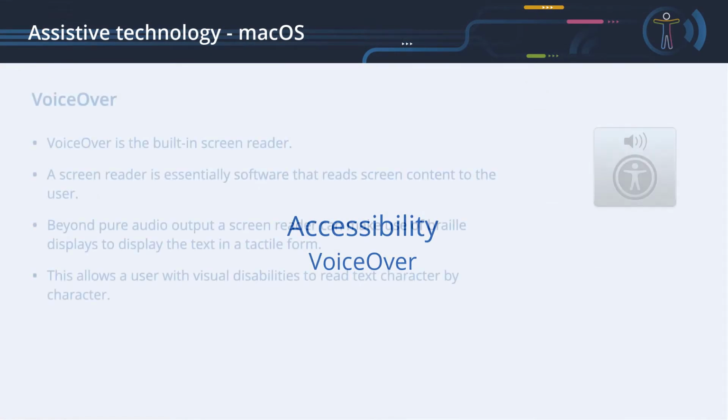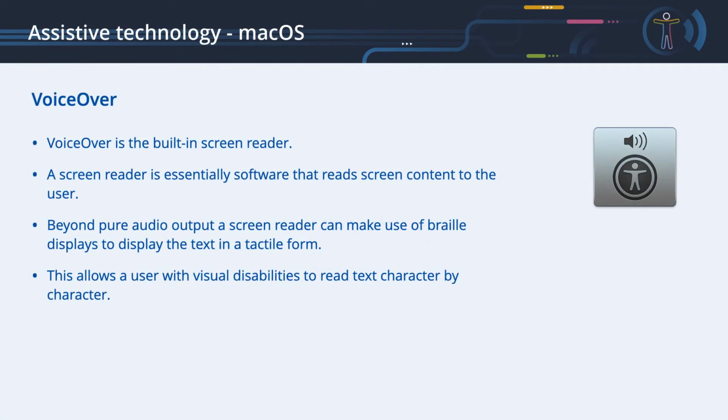VoiceOver. VoiceOver is the built-in screen reader. A screen reader is essentially software that reads screen content to the user. Beyond pure audio output, a screen reader can make use of braille displays to display the text in a tactile form. This allows a user with visual disabilities to read text character by character.